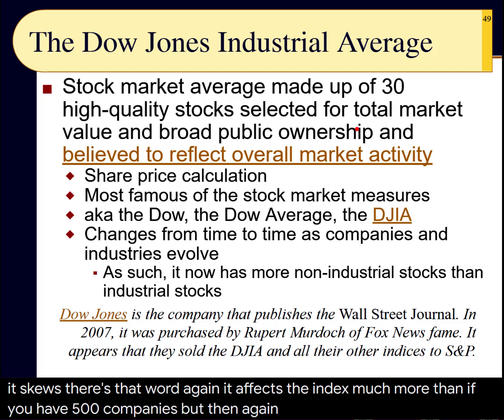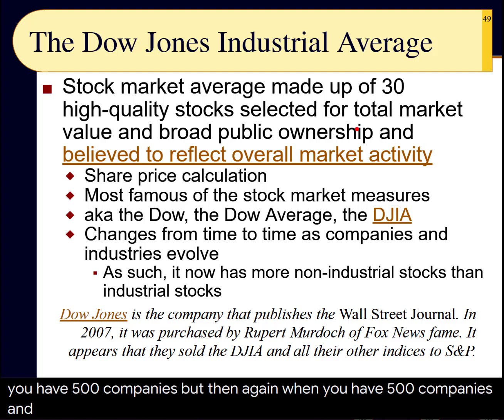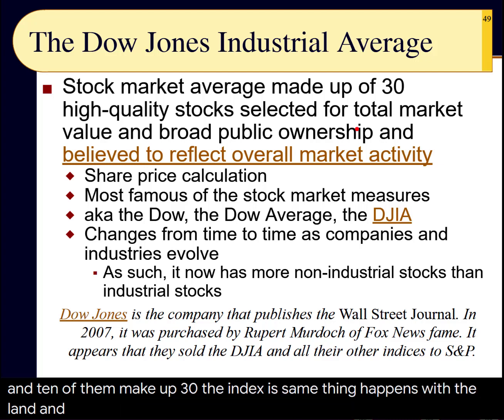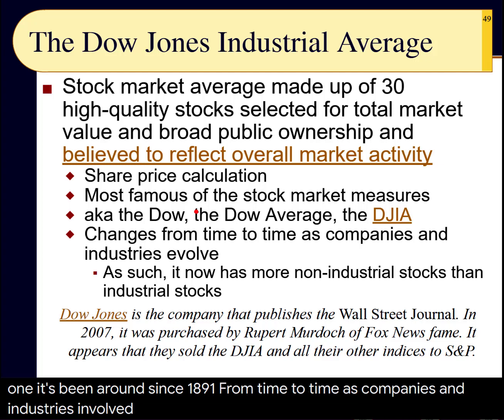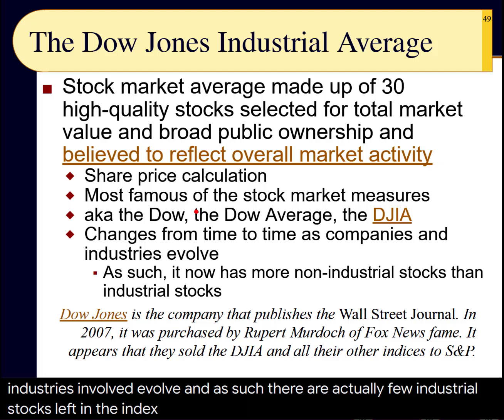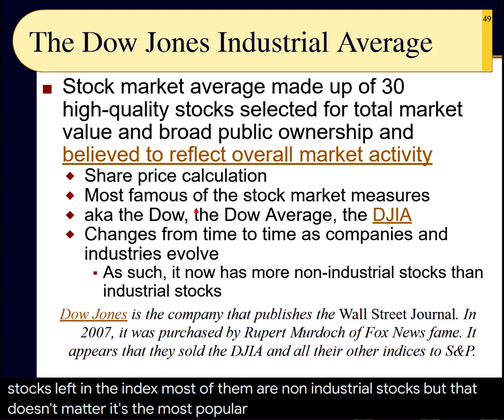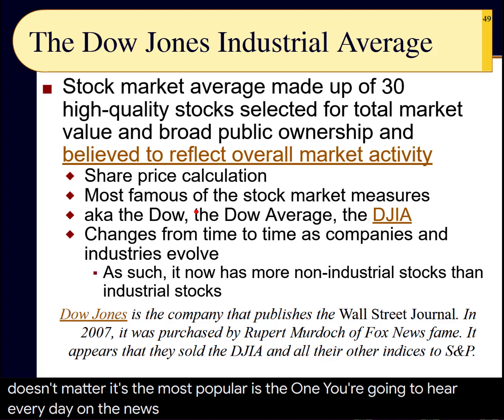But then again, when you have 500 companies and 10 of them make up 30 percent of the index, the same thing happens. They're not perfect, right? Nothing's perfect. This is the most famous one. It's been around since 1896, right? And it changes from time to time as companies and industries evolve. And as such, there are actually few industrial stocks left in the index. Most of them are non-industrial stocks. But that doesn't matter. It's the most popular. It's the one you're going to hear every day on the news.